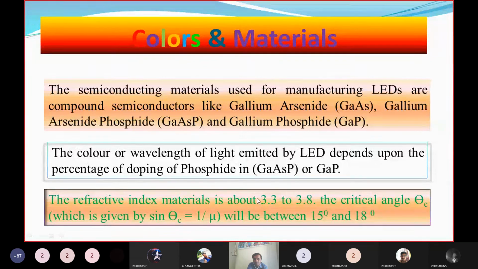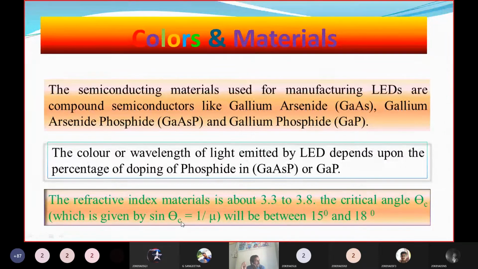The critical angle also depends on the refractive index. Light will come out from the semiconducting material at a particular angle. For different materials the critical angle will be different, and that angle should be greater than the critical angle; only then will the light come out.